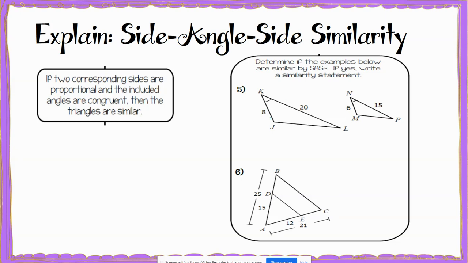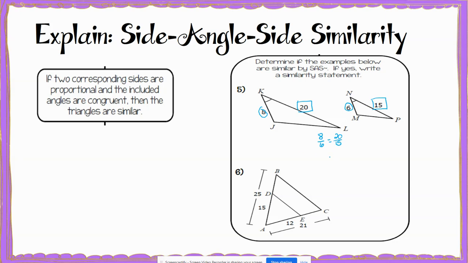So for number 5, you can see that we have triangle JKL and triangle MNP. Well, you see that we have two side lengths on these. So we have 8, which corresponds to 6. So we're going to say 8 to 6. And we also have 20, which corresponds to 15. So we're going to say 20 to 15.